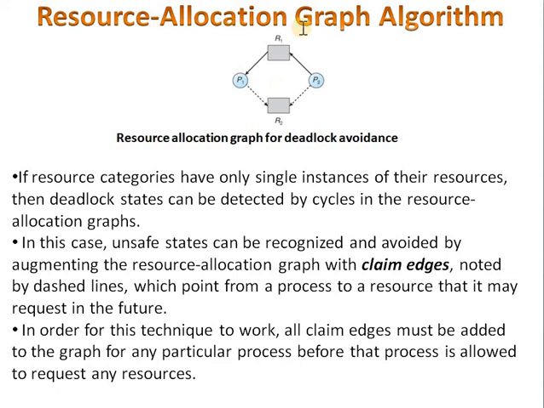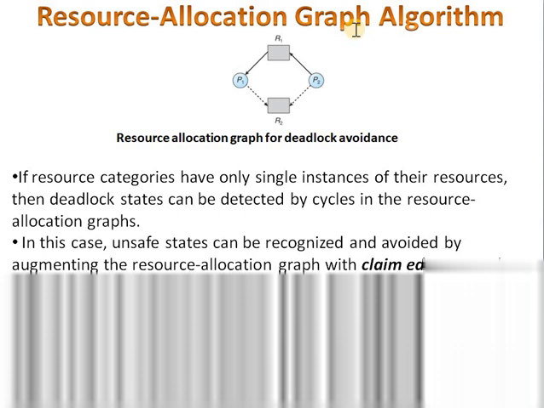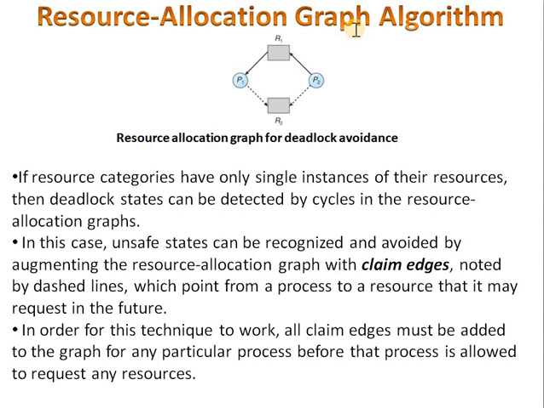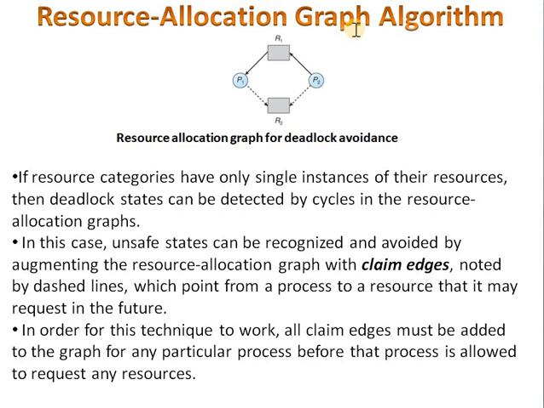This is the resource allocation graph algorithm. By using a resource allocation graph algorithm, we can easily identify the deadlock situation. By using a resource allocation graph, we avoid a deadlock condition. The resource allocation graph is mainly used to avoid the deadlock situation in our system. This is the resource allocation graph algorithm.